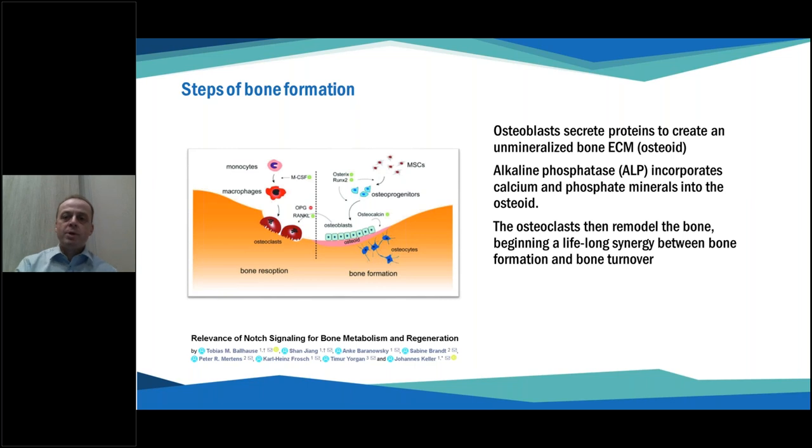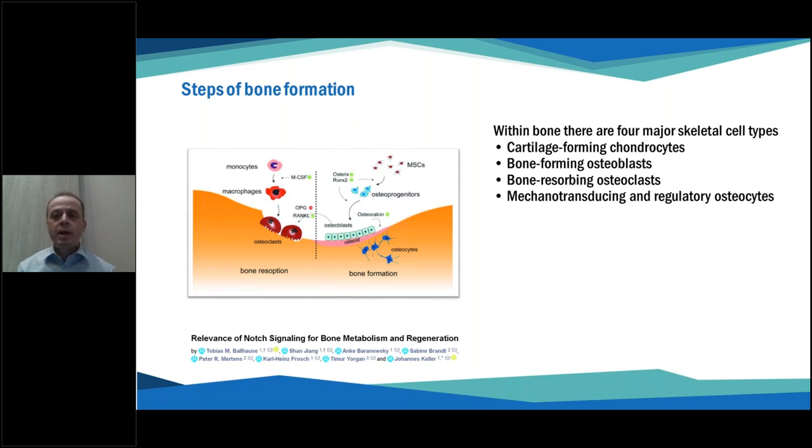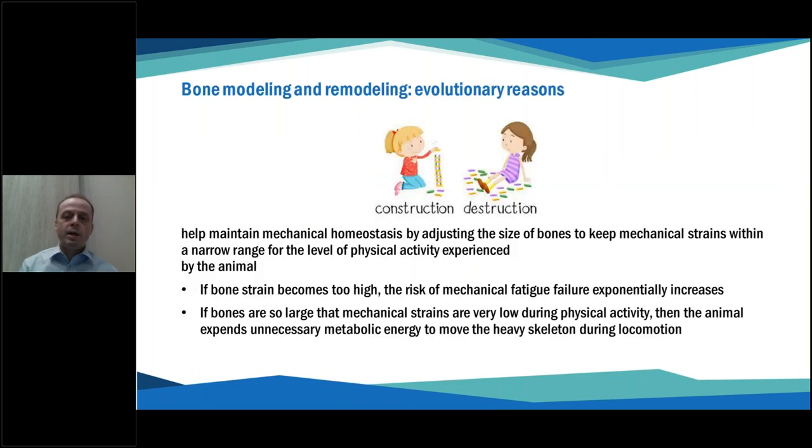The steps of bone formation include osteoblasts, which produce the osteoid. Alkaline phosphatase is the enzyme which is important for mineralization. Osteoclasts remodel the bone, and this interplay between osteoblasts and osteoclasts is an important part of lifelong bone remodeling. Construction and deconstruction, bone modeling and remodeling, help to maintain mechanical homeostasis.